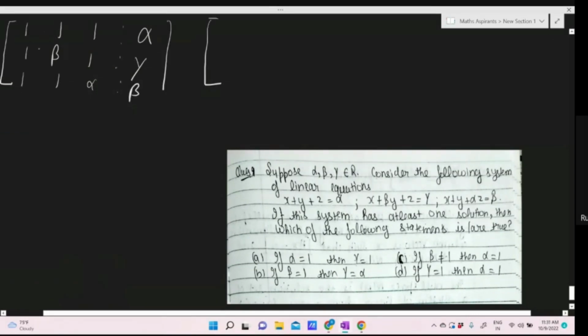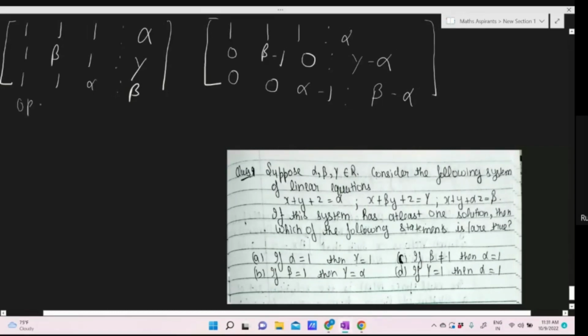Firstly, we will do R2 minus R1. Then 1, 1, 1, alpha, it will become 0. This element becomes beta minus 1, this will become 0 and this will become gamma minus alpha. Now R3 minus R1: 0, 0, alpha minus 1 and beta minus alpha.